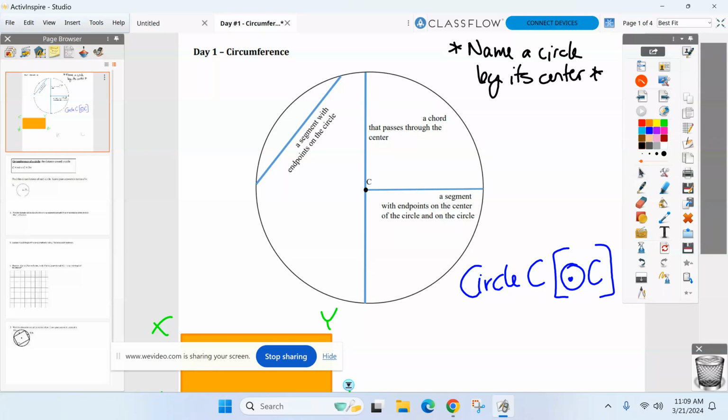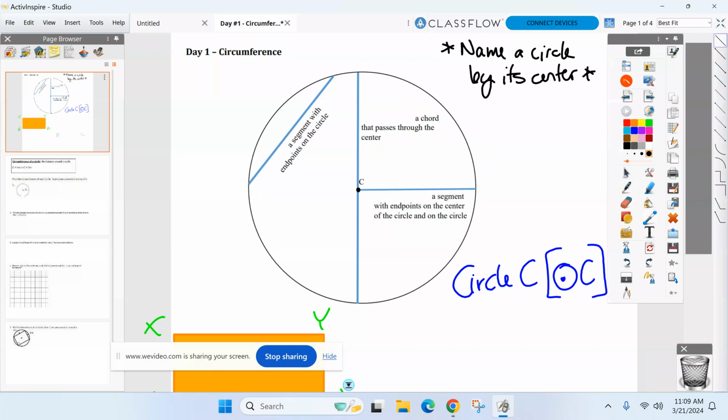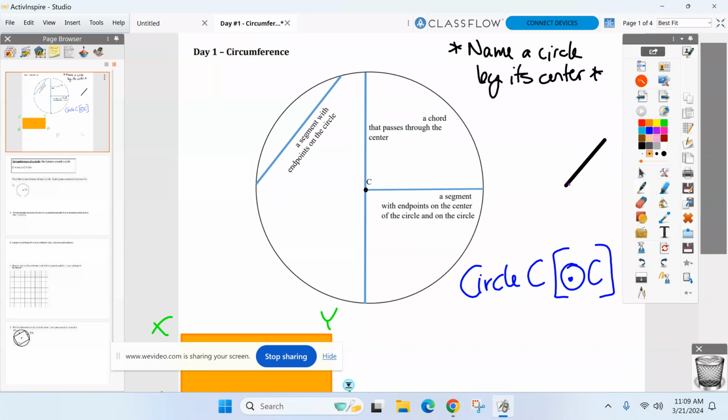Let's talk about the three parts for today that I need you to be familiar with. You guys remember talking about a segment all year long, right? A segment has two endpoints. If we create a segment inside the circle and the endpoints are on the circle, so this segment right here where the endpoints are on the circle, we call this a chord. C-H-O-R-D. It is not called chord. It is called a chord, everybody. Chord. A segment where the endpoints are on the circle.